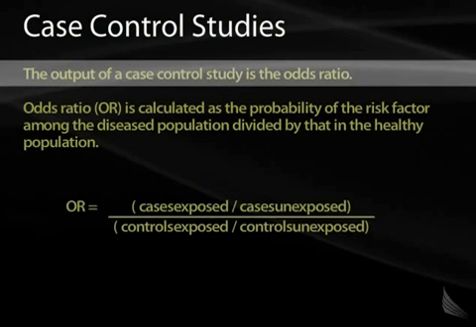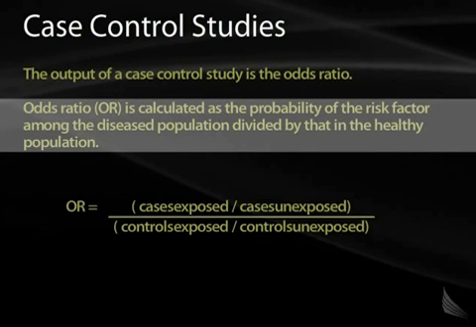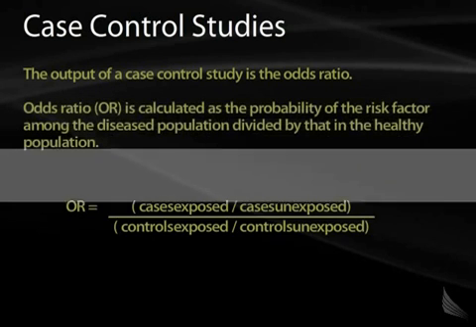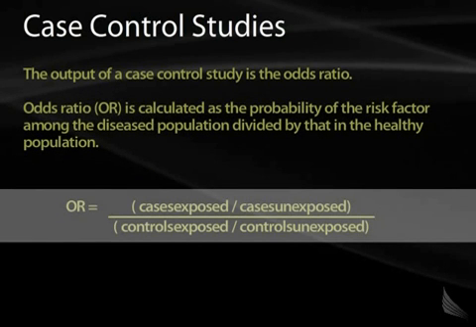The output of a case control study is the odds ratio. The odds ratio is calculated as the probability of the risk factor among the disease population divided by that in the healthy population. So the way we compute this is we take the quotient of the cases who were exposed to the risk factor to the cases who were unexposed to the risk factor. We take all of that divided by the controls who were exposed to the risk factor, divided by the controls who were unexposed to the risk factor.